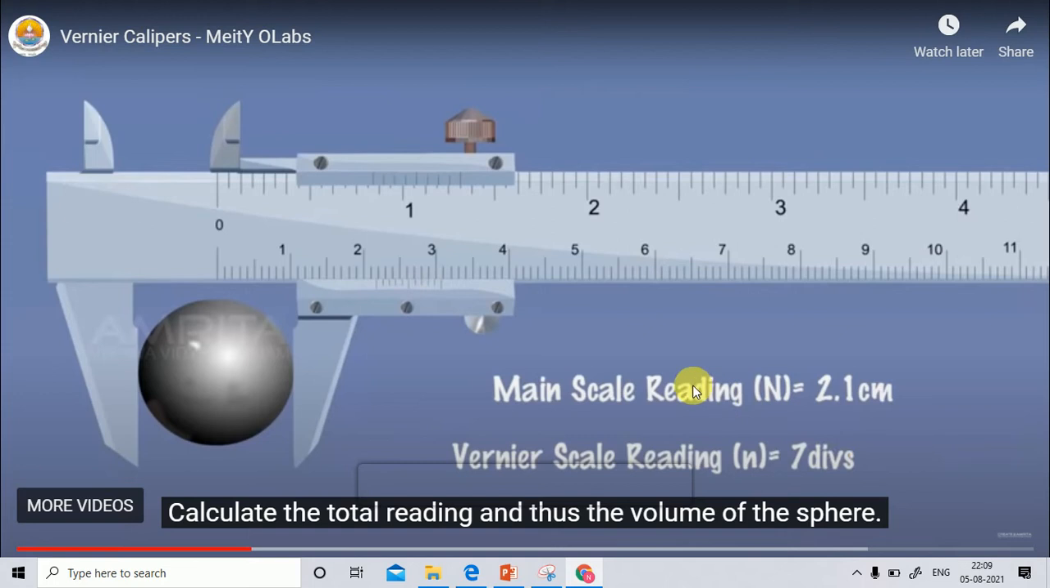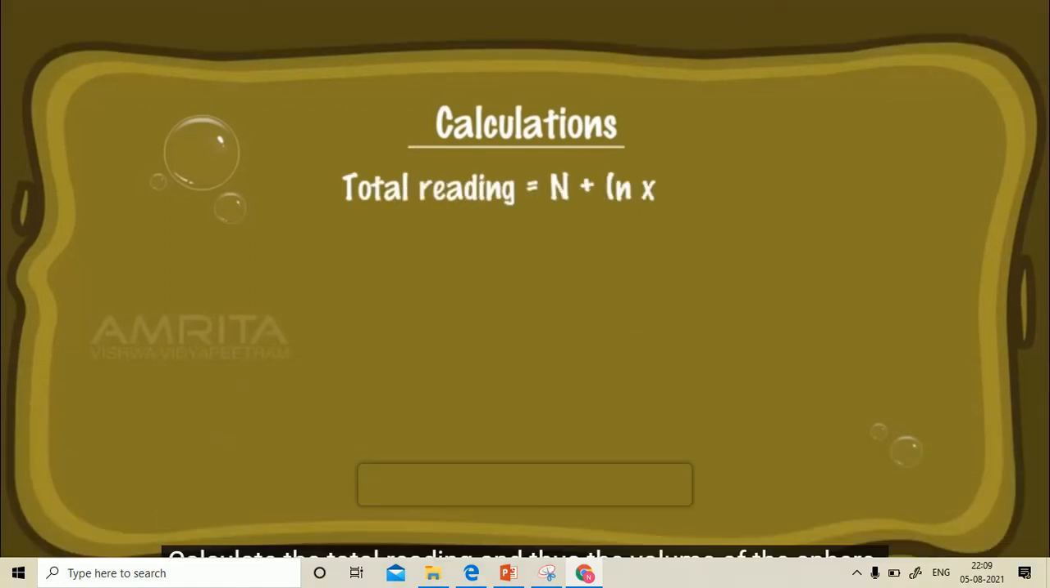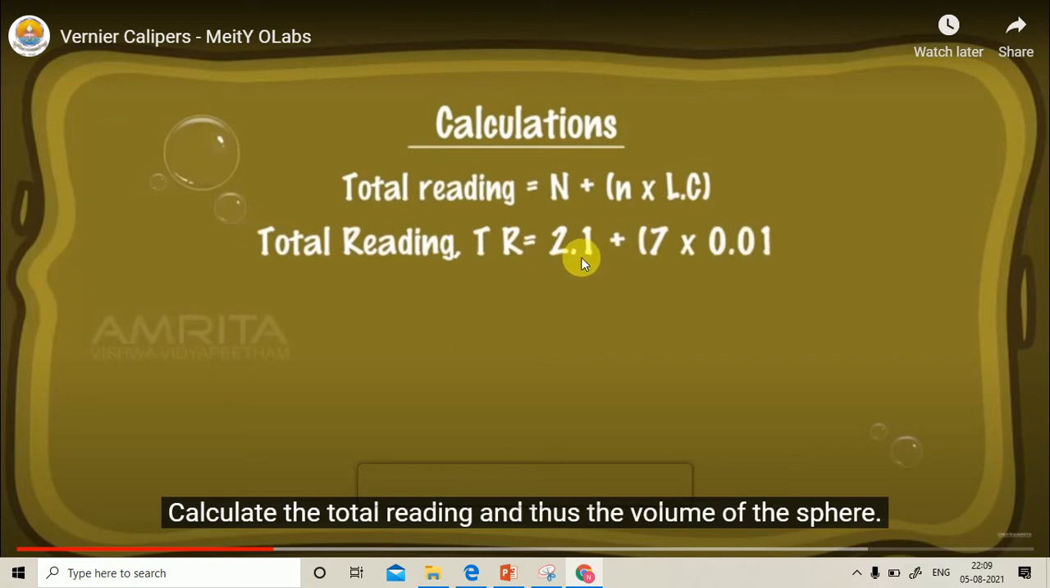Now let us see the calculation part. As I told, this is the formula which we are going to apply: main scale reading plus Vernier scale reading into least count. The main scale reading is 2.1 plus 7 into 0.01. So the total reading will be 2.17 centimeters.